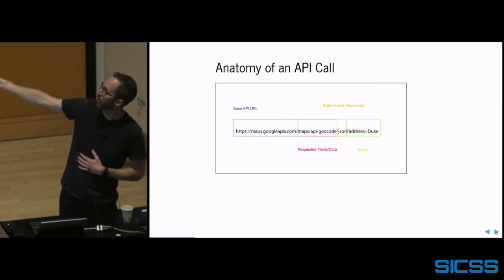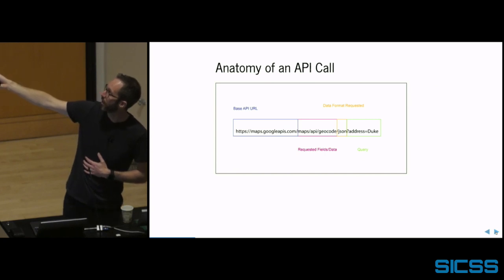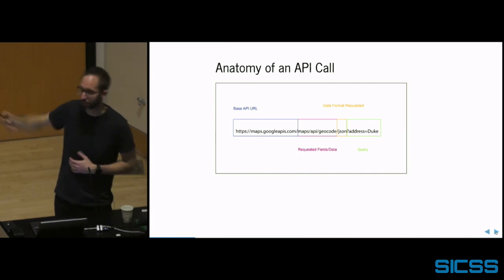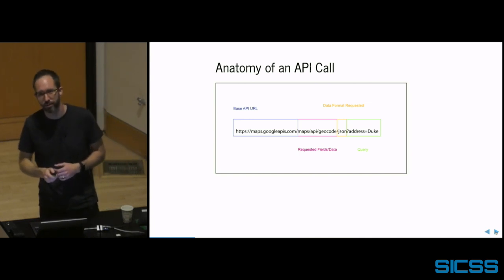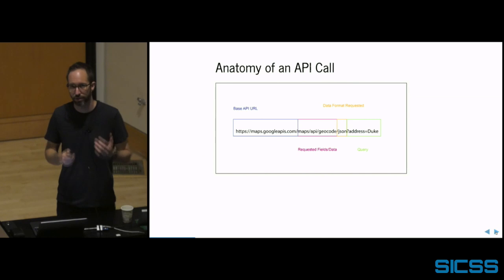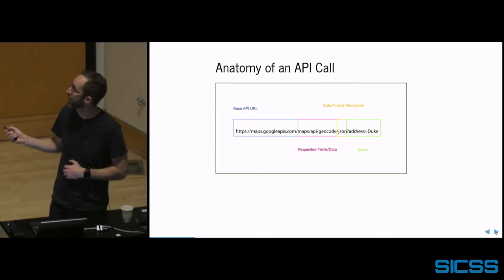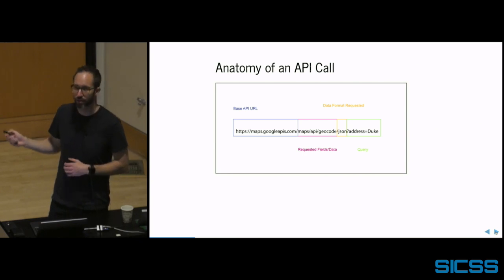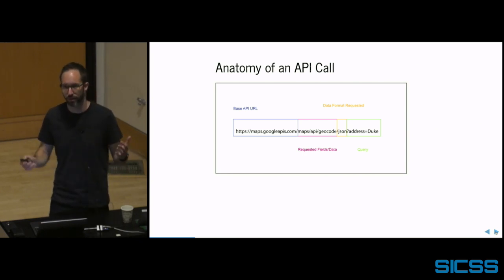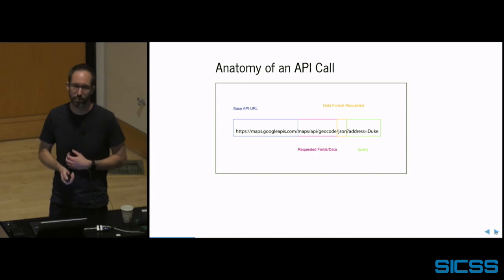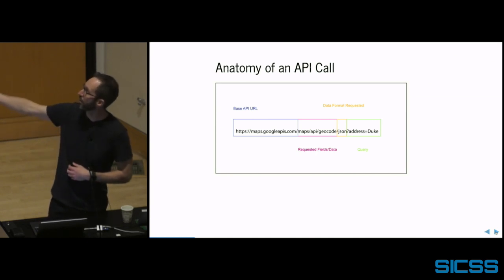The data we want is the latitude and longitude of Duke University, and we're requesting that with these fields, geocode, API, and maps, or these folders. Next, we're making a request for JSON data. That's the type of data that is very often returned by APIs. Sometimes we might get XML data as well, but JSON is very common. And finally, we have our query, the thing that we want to subset from the very large database of known latitudes and longitudes in the entire world, which is the term Duke.